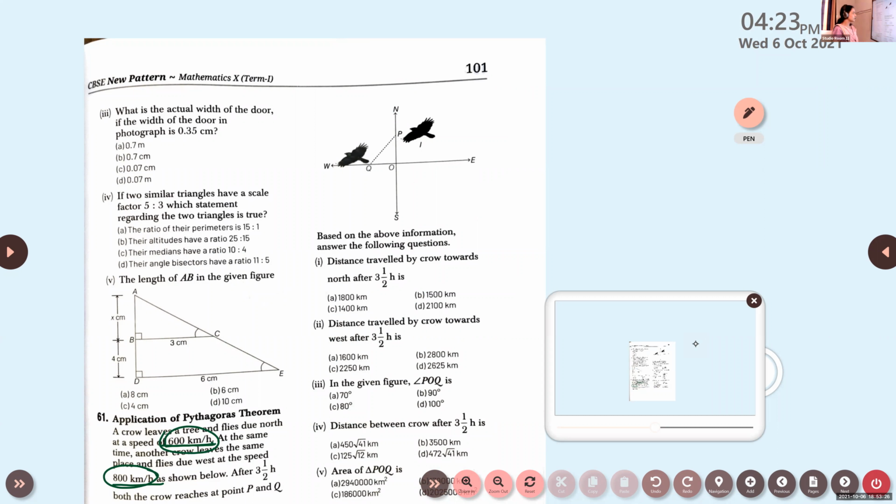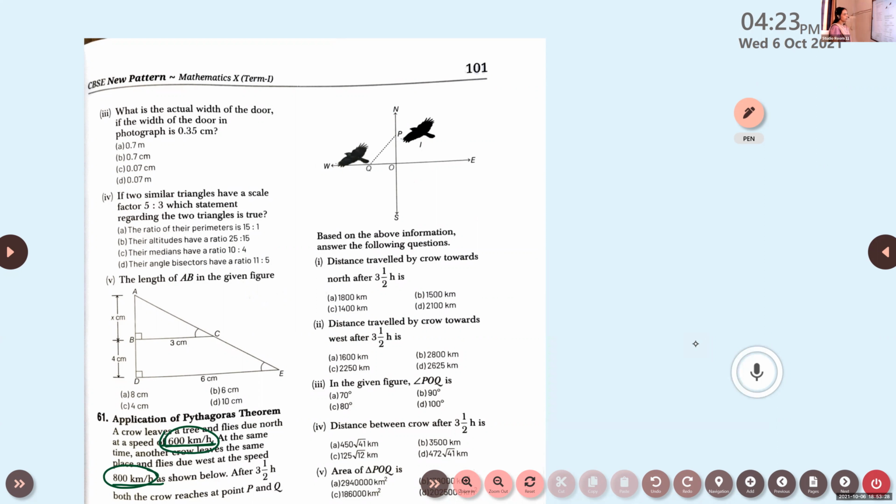First one. What is the distance traveled by the crow towards north after 3.5 hours? The crow flying towards north is flying with the speed of 600 kilometer per hour, and the crow flying towards west is flying with the speed of 800 kilometer per hour. So what is the distance traveled? What will be the answer?